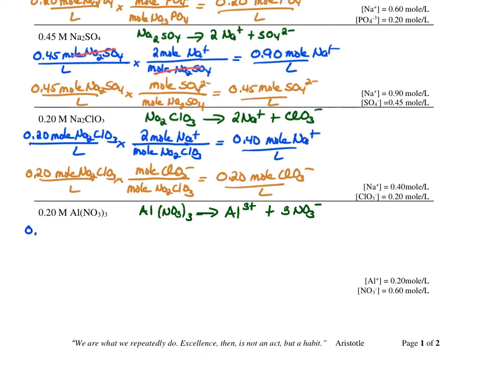So start with our solution. This is the moles of our solute per liter. And every mole of our solute is going to give us a mole of aluminum 3 plus ions.